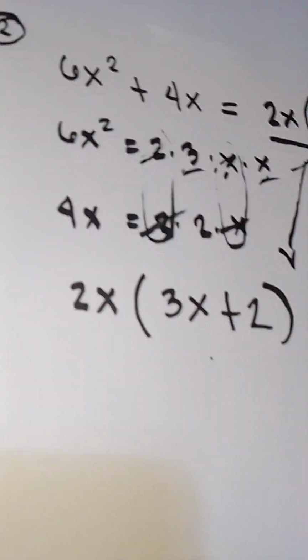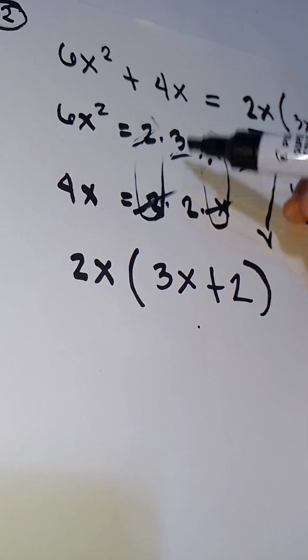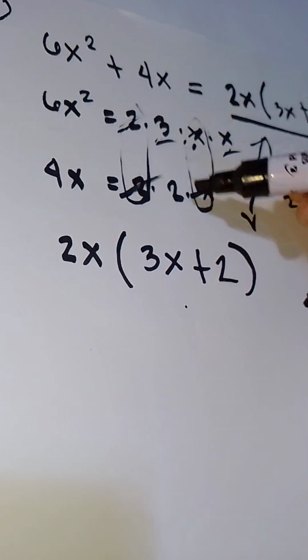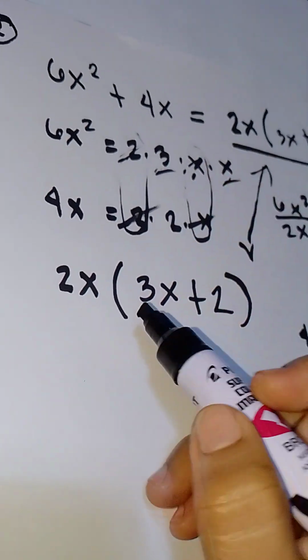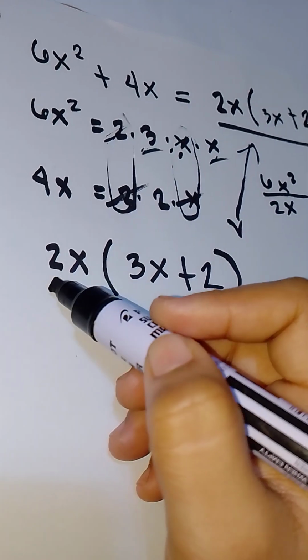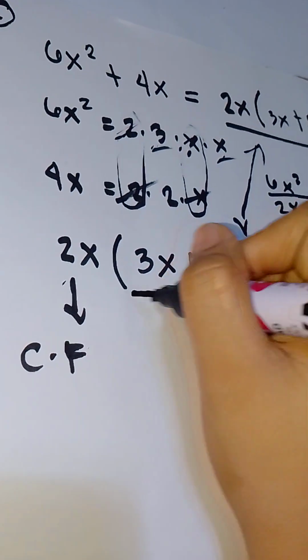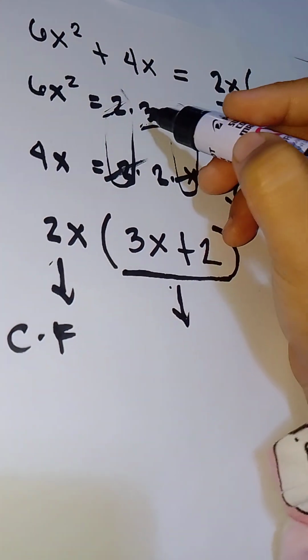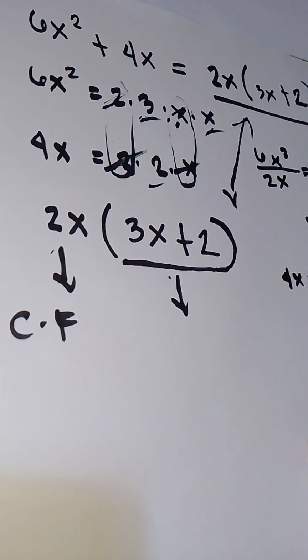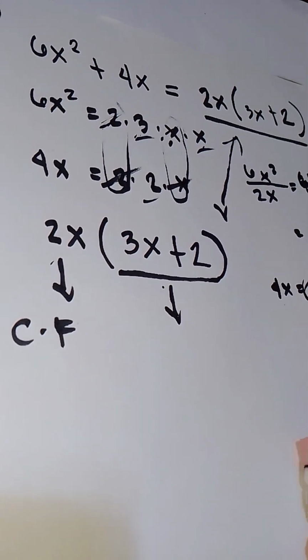If we get the prime factors and identify the common factors, you can easily just jot down the common factor, and then these are the prime factors that are left. Okay.